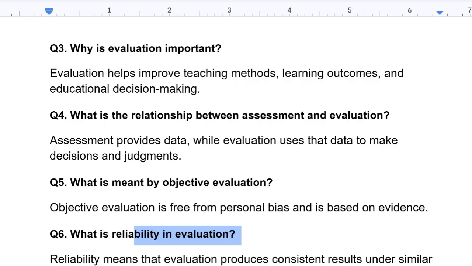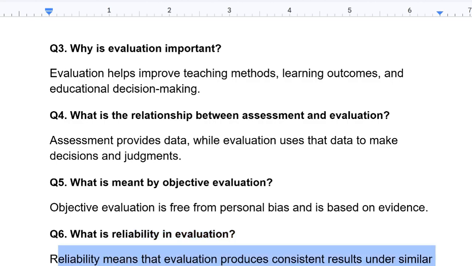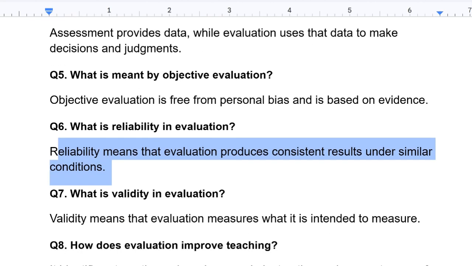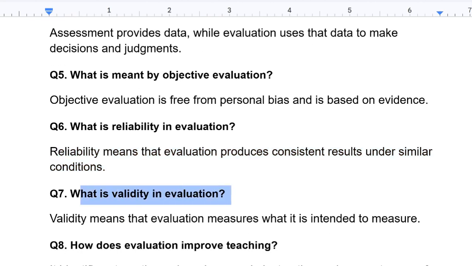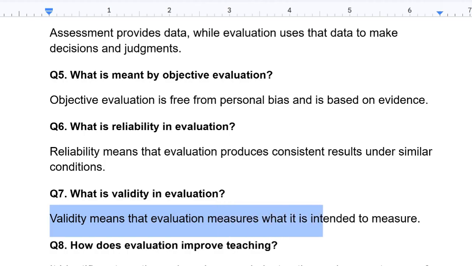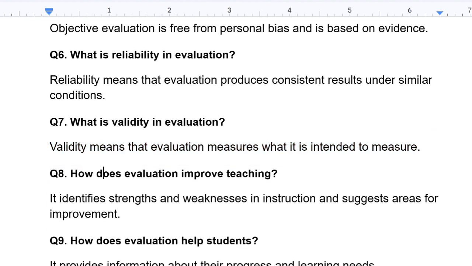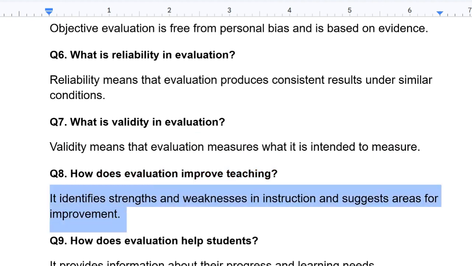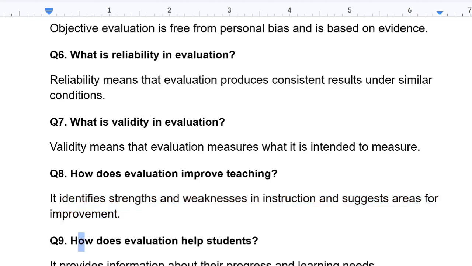What is reliability in evaluation? Reliability means that evaluation produces consistent results under similar conditions. What is validity? In evaluation, validity means that evaluation measures what it is intended to measure. How does evaluation improve teaching? It identifies strengths and weaknesses in instruction and suggests areas for improvement.